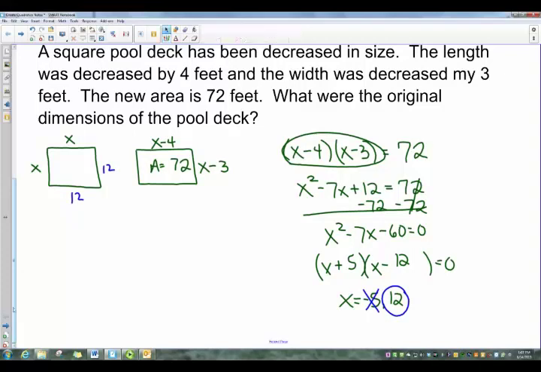Okay, so that's how you're going to use quadratics to set up and solve problems. Always just remember, choose an x for something that's missing and build everything else around that.